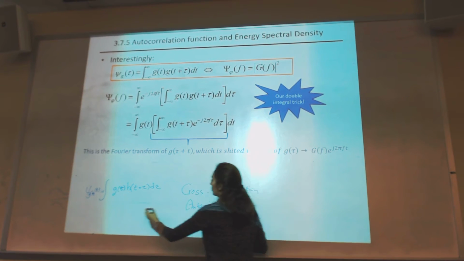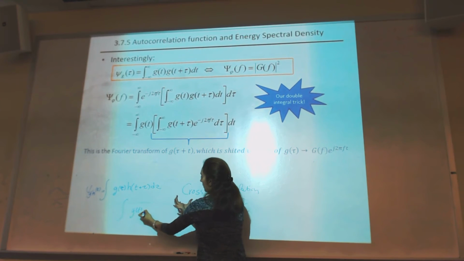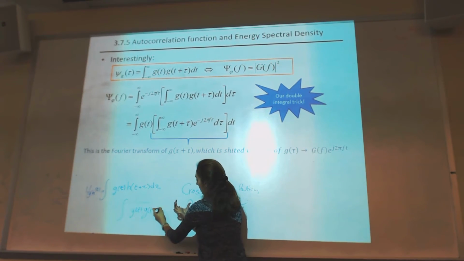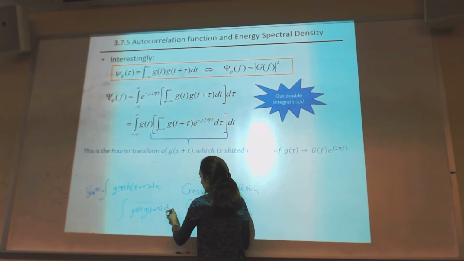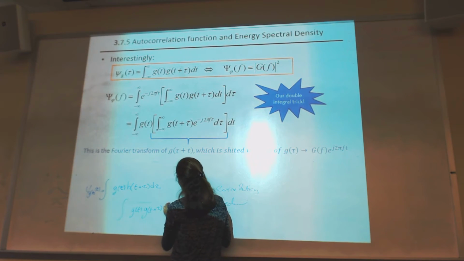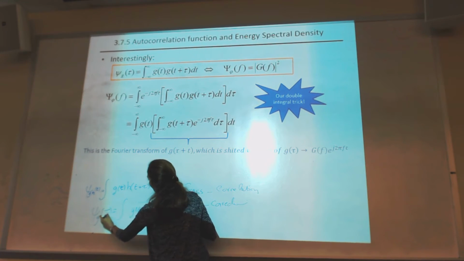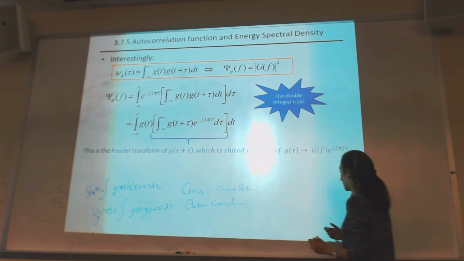Cross correlation. And then we had autocorrelation, which was when you consider your original signal and another shifted version of the signal, and you correlate them to see how similar they are. We call that psi of G. That was the autocorrelation.